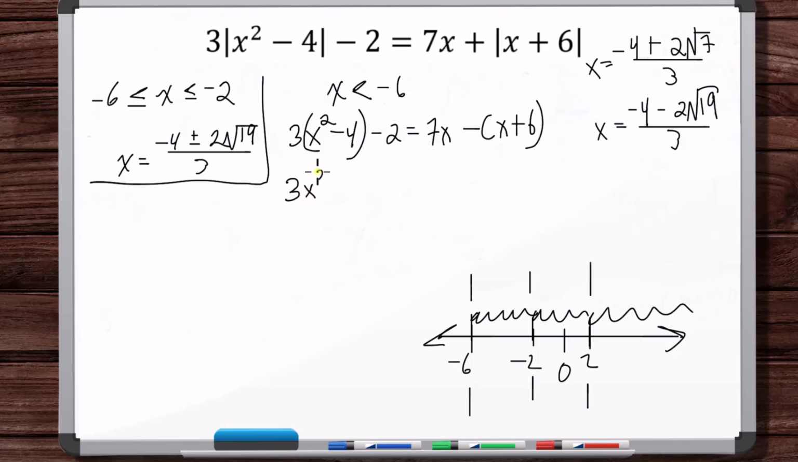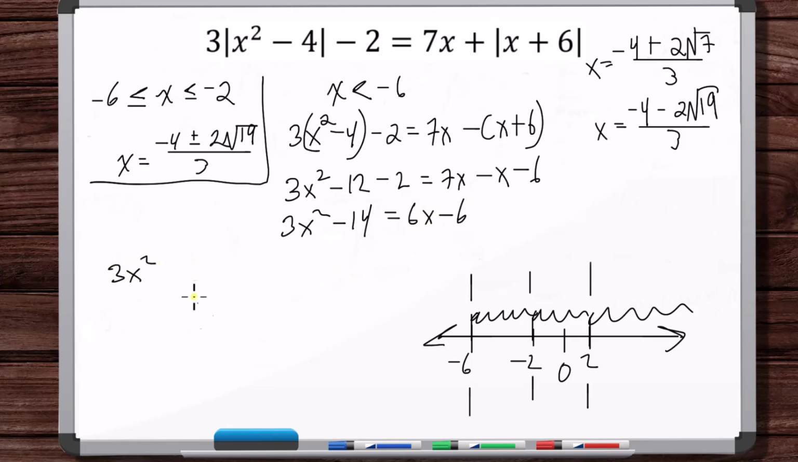Okay, so 3x squared minus 12 minus 2 is equal to 7x minus x minus 6. So 3x squared minus 14 is equal to 6x minus 6. So we've got 3x squared minus 6x. Adding 6 to both sides, we get minus 8. So 3 times minus 8 is minus 24. So, okay, minus 6 times 4, minus 3 times 2 times 2 times 2. So, okay, 8 and 3, no. 12 and 2, no. 6 and 4, no.